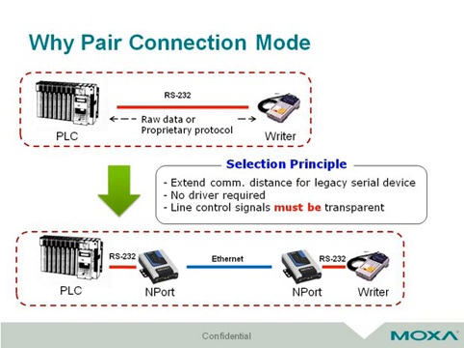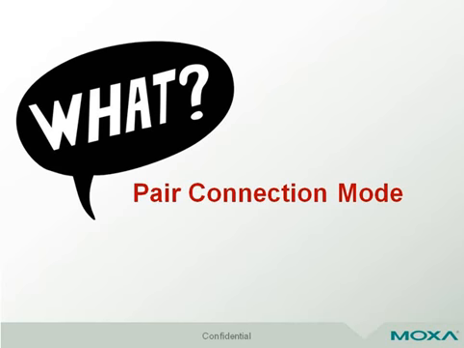Besides, the line control signals like RTS, CTS can be transparent under pair connection. But kindly be reminded that there is a limitation. That is, if you would like to transmit line control signals, hardware flow control should be disabled. I believe you now know when to apply pair connection mode through the previous slides.